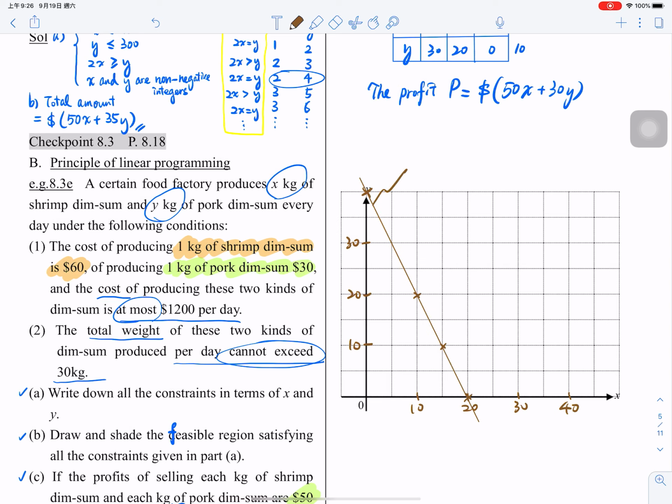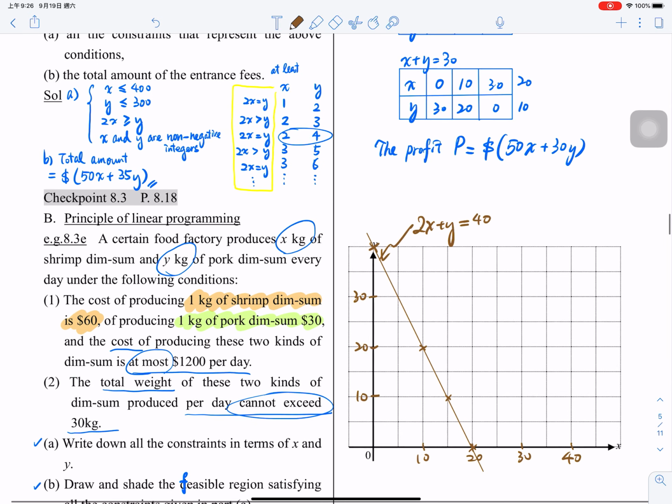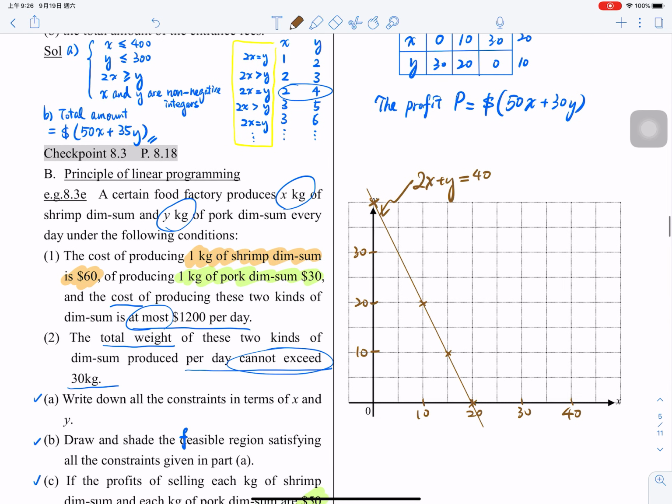So this one is 2x plus y equals 40, right? How about the other one? x plus y equals 30. So you have this point and this point, right? Maybe you have one more, 20, 10.